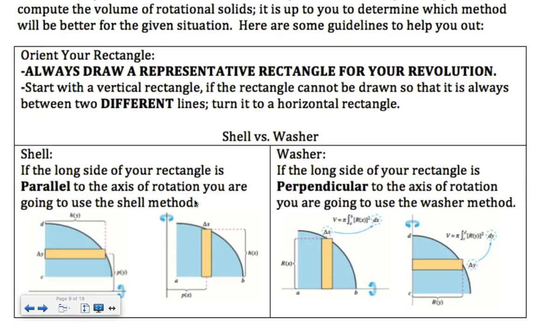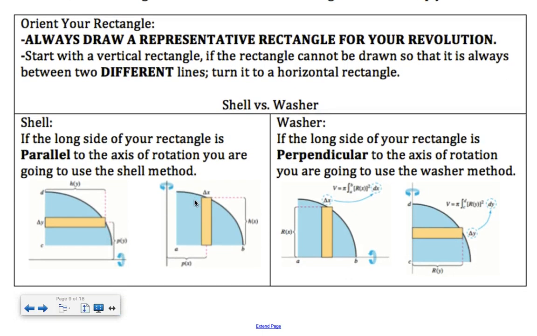So if the long side of your rectangle is parallel to the axis of rotation, you're going to use the shell method, which is denoted by this picture here. And if the long side of your rectangle is perpendicular to the axis of rotation, you're going to use the washer method. So you should see that this is my axis of revolution, and the long side of the rectangle is perpendicular to the axis of revolution, whereas in this one it's parallel, which will involve using two different methods for integration.